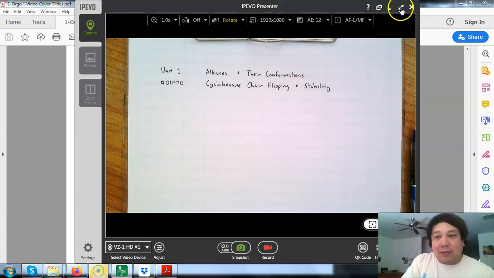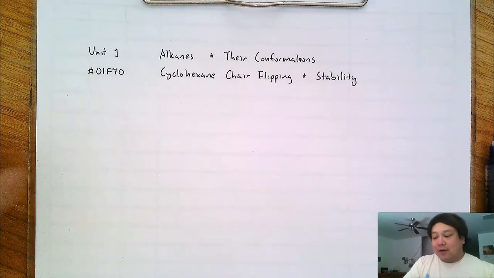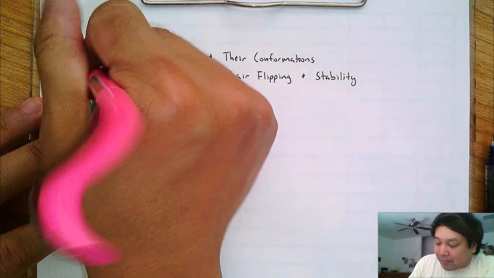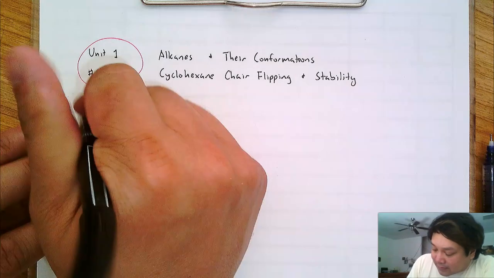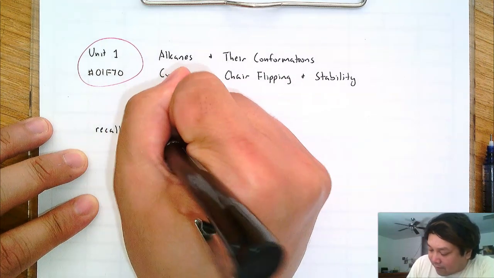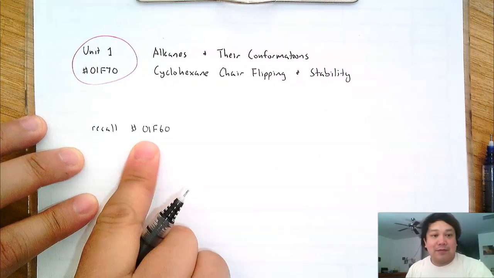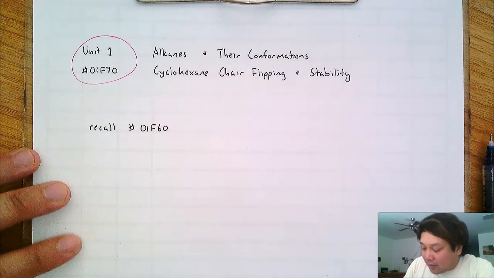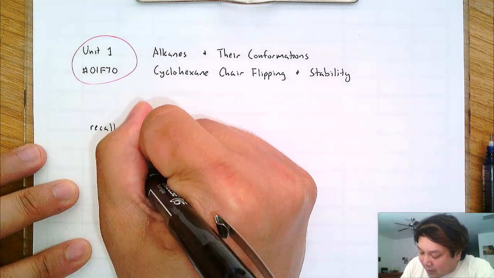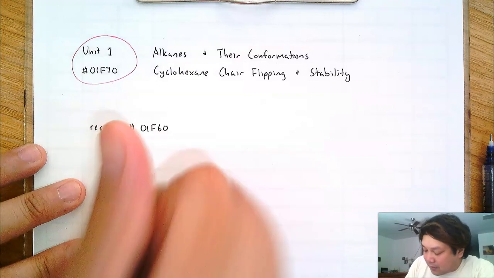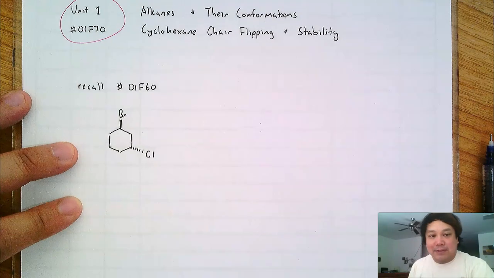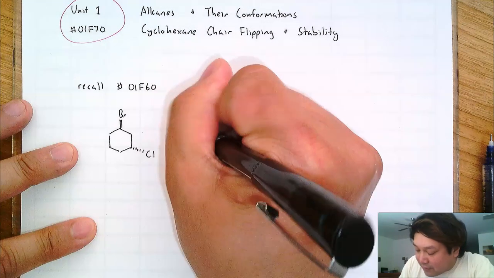Now, in the previous video, I left off with a particular problem. This is video 01F60, I think. We started the problem, but we didn't quite finish it. The problem was you have this molecule, cyclohexane, with a wedge bromine and a dash chlorine, and the task was to draw the two chair conformations.